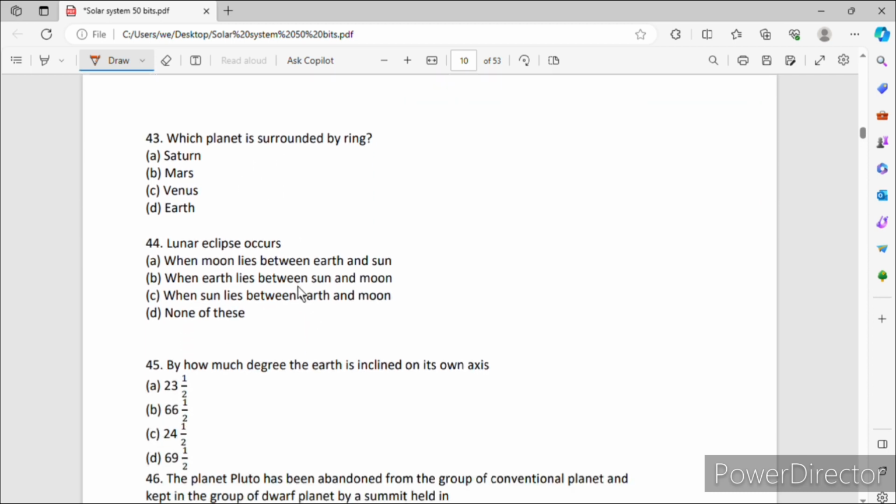And see the next question, which planet is surrounded by rings? Saturn, Mars, Venus, Earth. In this, only Saturn has rings around it. Okay, option A is correct.